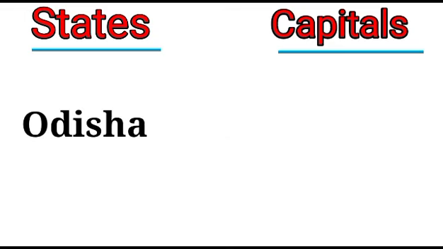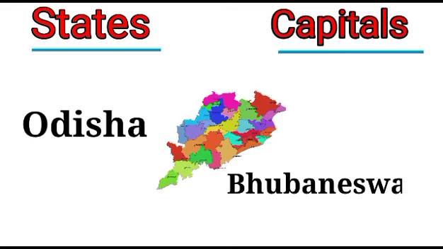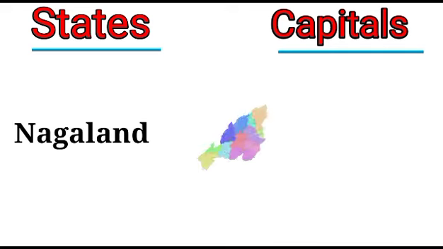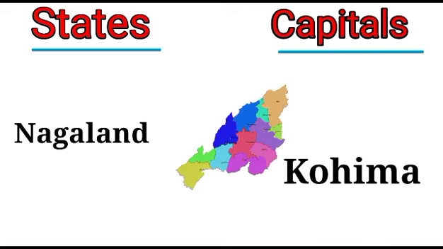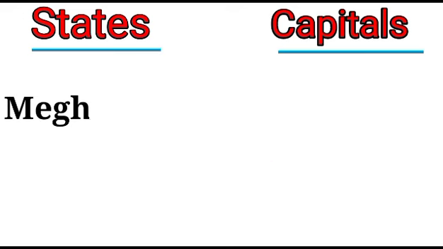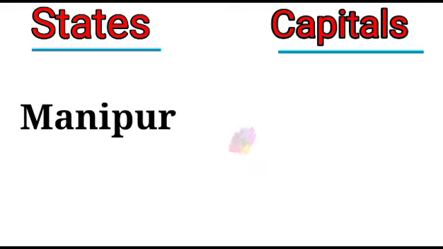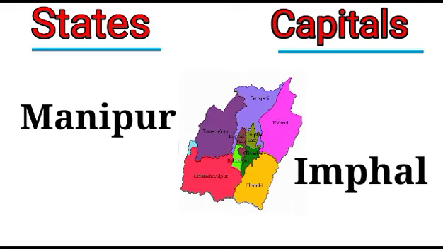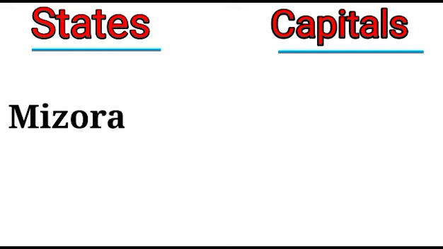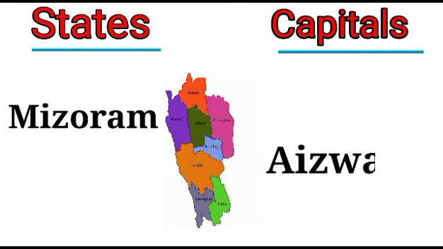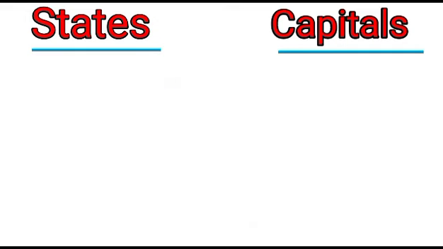State, Odisha. Capital is Bhubaneswar. State, Nagaland. Capital is Kohima. State, Meghalaya. Capital is Shillong. State, Manipur. Capital is Imphal. State, Mizoram. Capital is Aizawl.